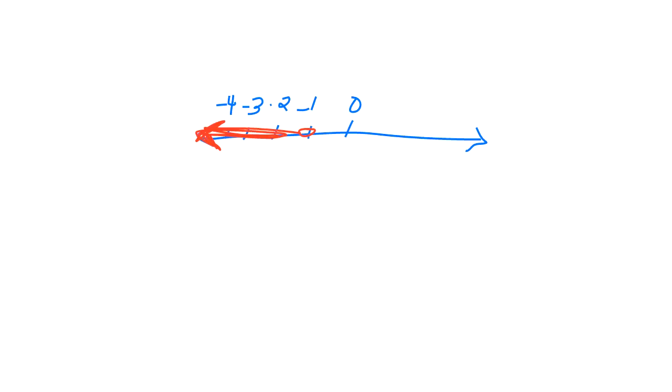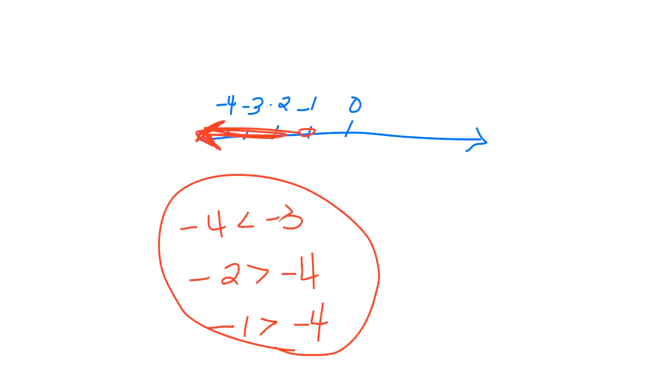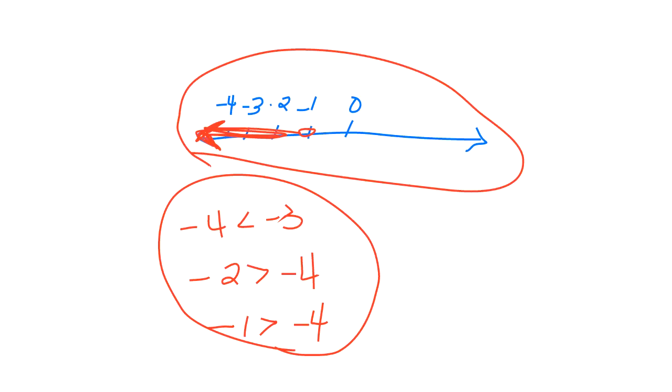I could say that negative 4 is less than negative 1. That fits here. I could say that negative 2 is greater than negative 4. I could say that negative 1 is greater than negative 4. All of these examples are ranges that fit for this particular number line, because I started at negative 1, and then I'm looking at everything to the left of negative 1. So take a look at the example on the screen as soon as I share it back with you, and you'll see what I mean.